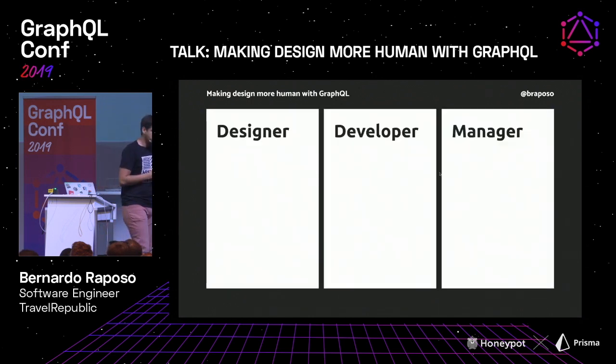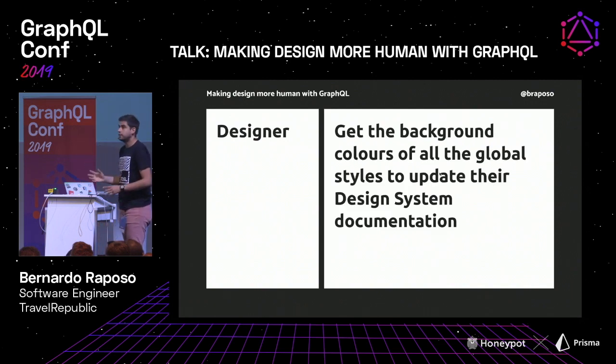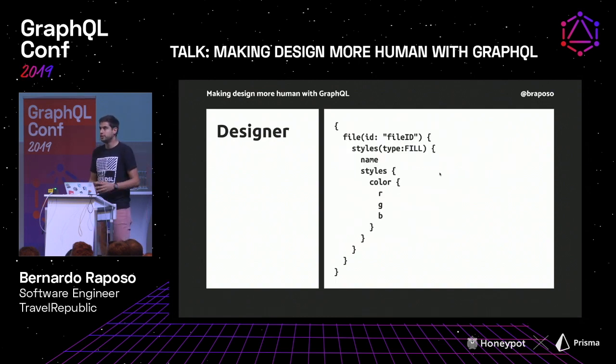But let's see some other examples, because obviously I think this is something that you want to understand in a real case scenario. So we're going to look at this from the perspective of different people that you might work with: a designer, a developer, and a manager. As a designer, you might want to get the background colors of all the global styles. Right now, design systems are quite a hot topic, so this is something that is probably going to happen in your organizations. You can see that this simple query would be able to do that.